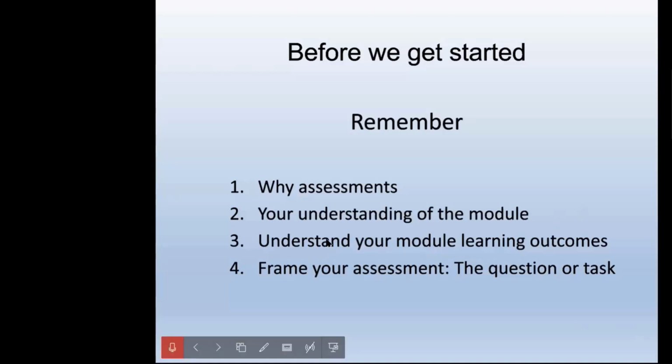Okay. And it's important when you're demonstrating your understanding that, to do that, perhaps understanding your module learning outcomes becomes important. And we will look at those learning outcomes because they always relate to the assessment. Because the assessment relates to the module, it will relate to the module learning outcomes. And also all of this helps you, as I say, frame your assessment.